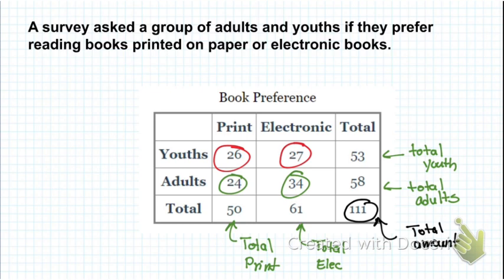So now we can use these two-way tables to answer plenty of different types of questions depending on what they're asking for. Based off what we just went over, we notice that every row and every column has different meanings, depending on what the table is about. Like this table is talking about youth and adults who like printed or electronic books. The 26 is youth who like print, 24 is adults who like print. For electronic, there were 27 youth and 34 adults, and total surveyed was 111. So now let's move on to the next.